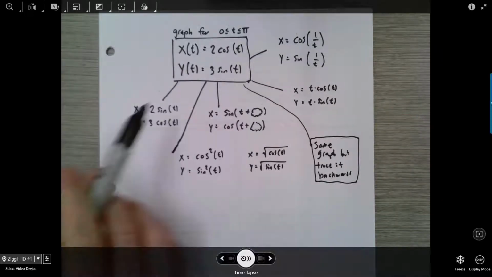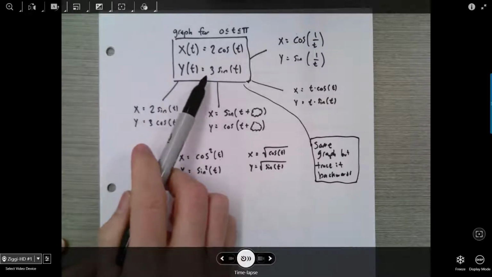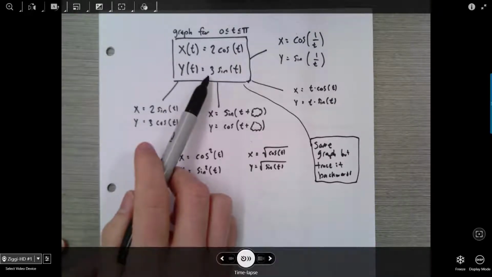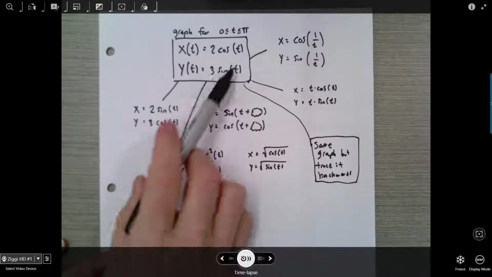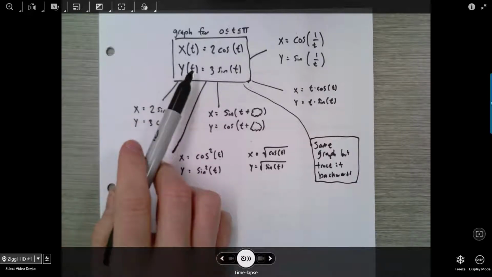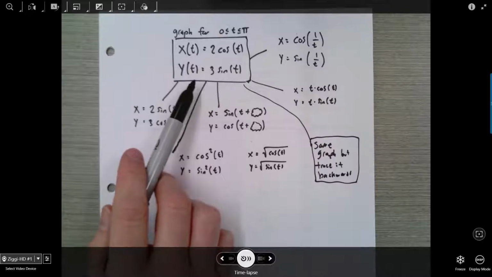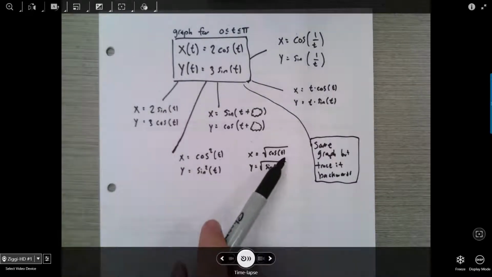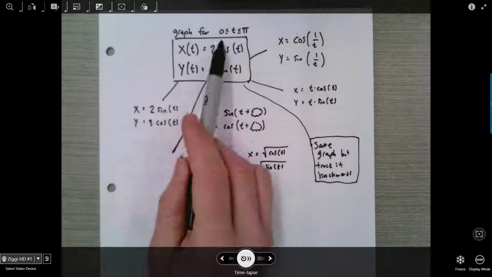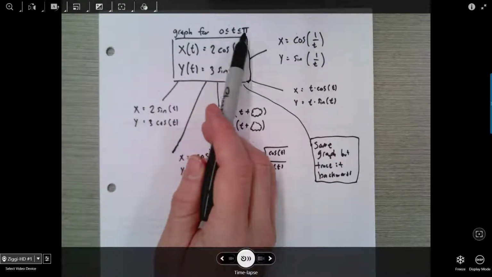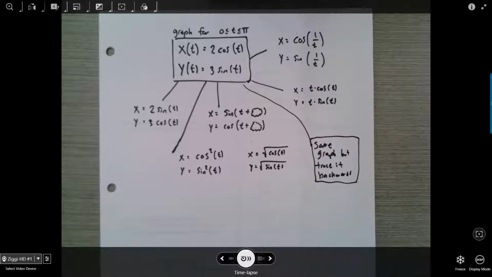You don't just have to do small variations on the equations. You could change the problem. So what if the problem is not to graph this, but to come up with two new equations that trace out the same graph, but trace out the graph backwards, for example, or trace out the graph more quickly? Another group said, what happens if you change the domain for t here? So there's a lot of interesting possibilities.